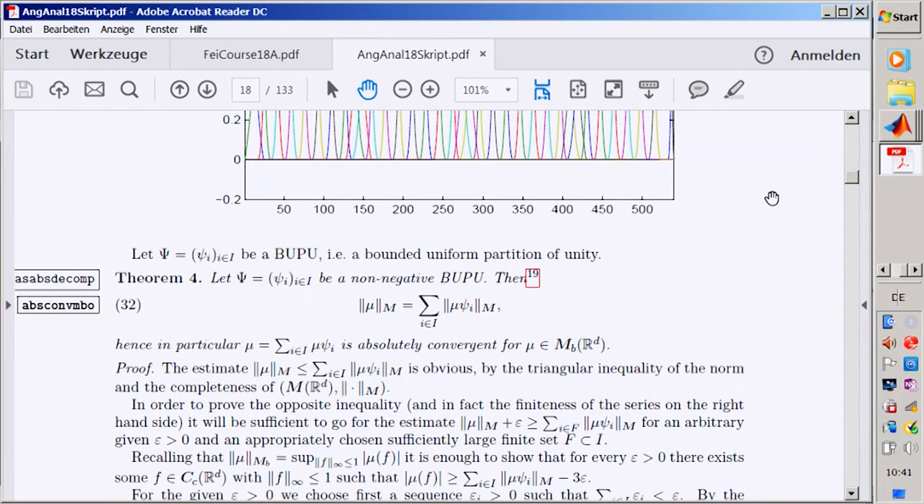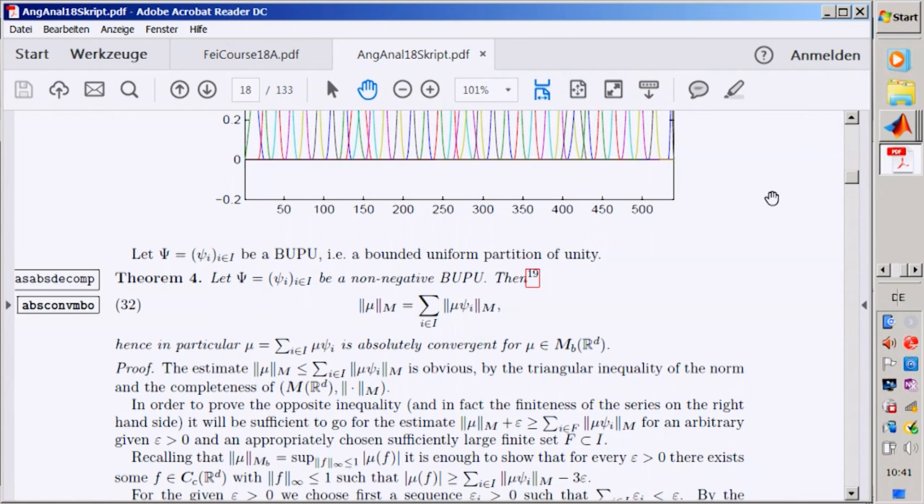So theorem number 4 is saying, if somebody is giving me a partition of unity, normally it doesn't have to be non-negative, but for convenience I'm taking it non-negative, then the sum of the pieces measured individually is the same as the norm of this functional. And the consequence is that the series is absolutely convergent, and that means that it's unconditionally convergent. So of course, only countably many terms can be non-zero, and you can enumerate them, but it doesn't matter in which order you do the enumeration.